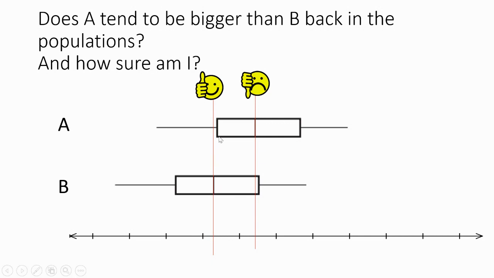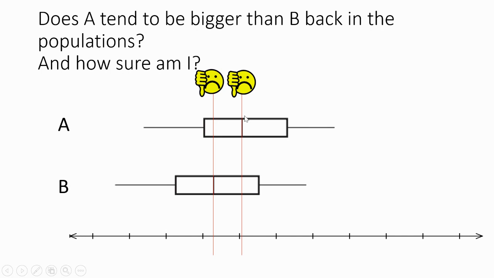Okay, so in this case here, we can say that 3/4 of A is bigger than half of B, and that is enough evidence to say that we think in the populations A will tend to be bigger than B. Okay, so you only need one median outside the box. This one doesn't work for us.